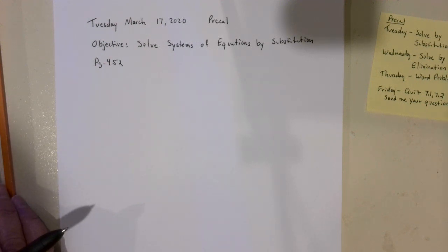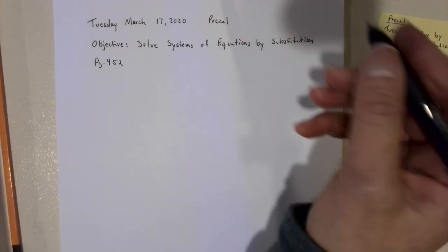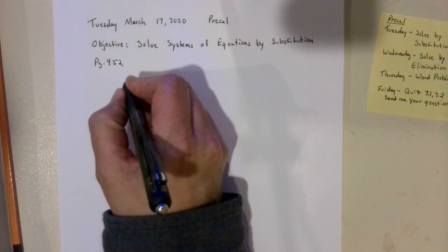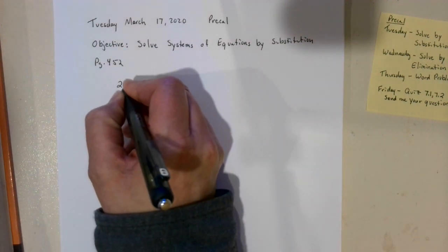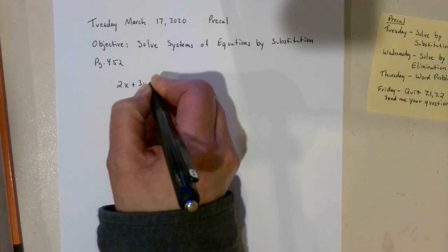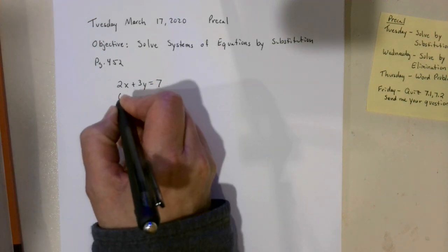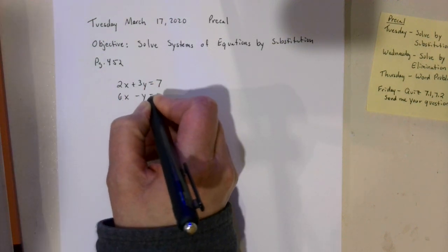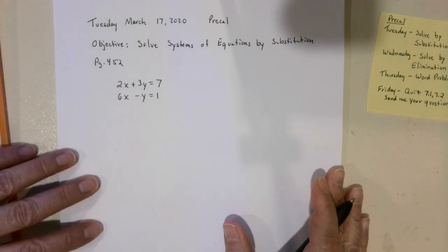In the blue box on page 452, you'll see the method of substitution. And if you read through that, it sounds kind of complicated. Hopefully, as I go through this example, you will remember how to do these. We are no longer in trig. It's just going to be some basic algebra for a little bit.